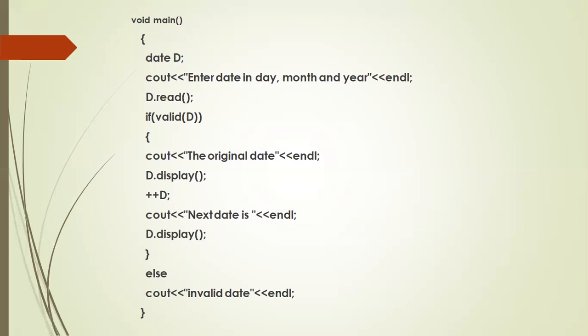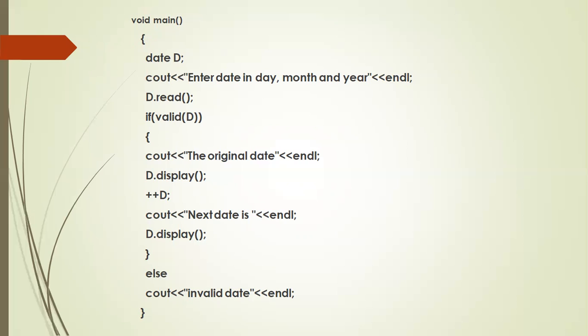See, cout the original date is, first you write d.display, then straight away you write ++d. See here I'm applying the operator called plus plus on what? I'm applying the operator plus plus on d, which is an object. So d is not an integer, d is not a float type. So I'm applying that operator on an object. That is the meaning of operator overloading.